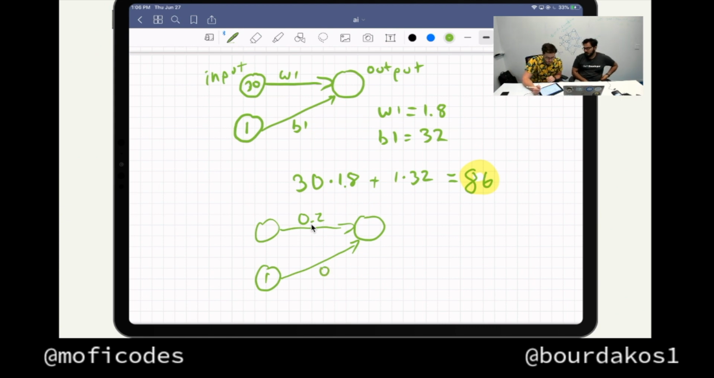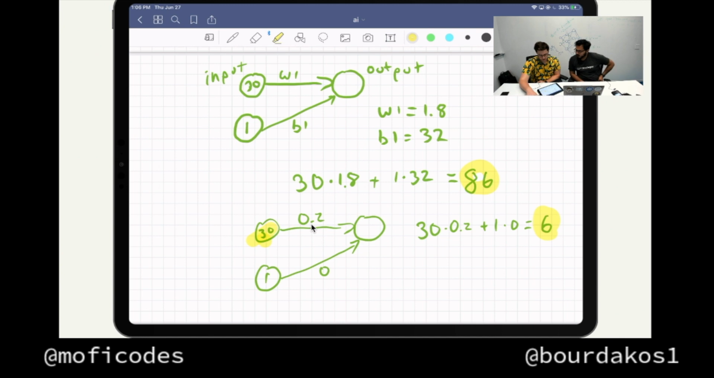If we put in 30 here, we end up with 30 times 0.2. That's 6, plus 1 times 0, so that would be 6. 30 times 2 is 60, and 0.2 so divide by 10. So we put in this input 30, and we're expecting 86, but our output value is actually 6.